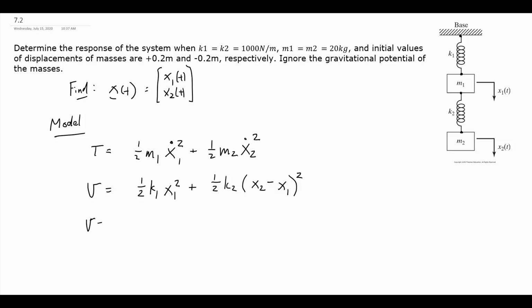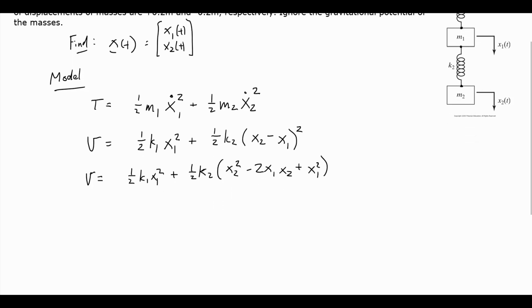And I will rewrite this just to make the differentiation step a little bit easier by expanding out this square of a difference. So we're going to get x2 quantity squared minus 2 x1 x2 plus x1 quantity squared. And then the outside I'll just leave with that 1/2 k2. We have no dissipation, so our R is 0. I'll still keep track of it here just to make sure that we remember to look at that.